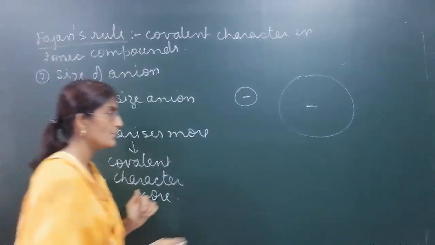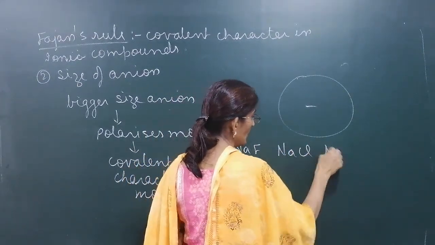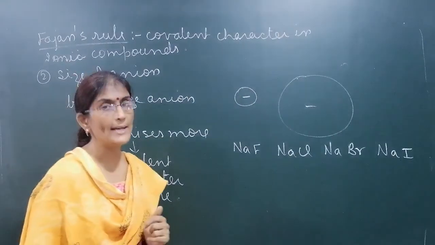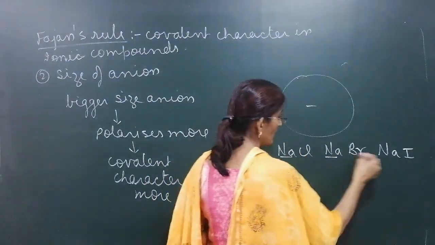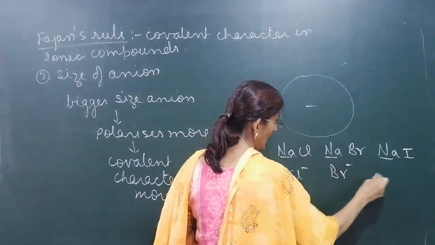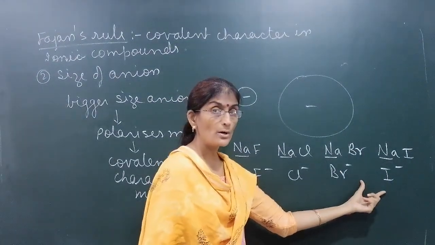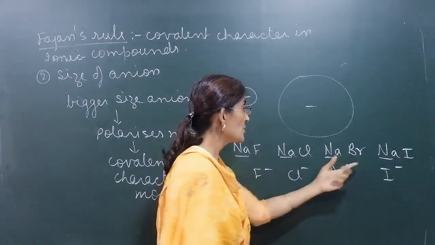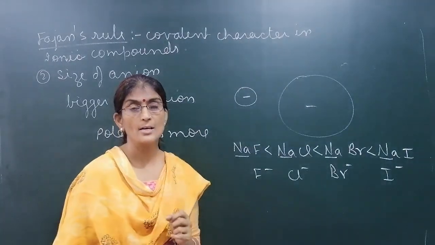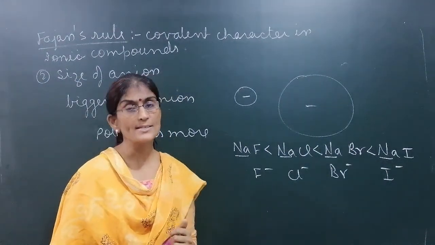Take sodium fluoride, sodium chloride, sodium bromide, and sodium iodide. Somebody asks you which has more covalent character. Now this time the positive ion is the same. The negative ion differs. Here it is F minus, Cl minus, Br minus, and I minus. Now we have to see the size of the ion. We know iodide ion is bigger in size. The bigger the size of an ion, the more will be the covalent character. So sodium iodide has more covalent character than sodium bromide, then sodium chloride, and then sodium fluoride. If the ion is bigger in size, it gets polarized more, and hence the covalent character is more.